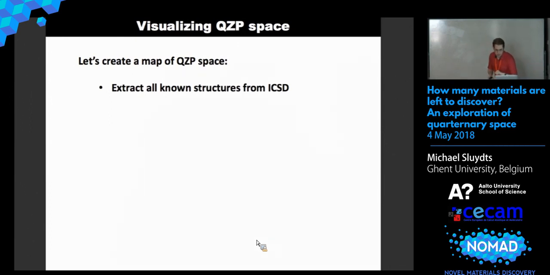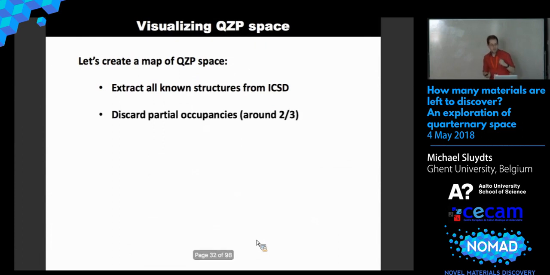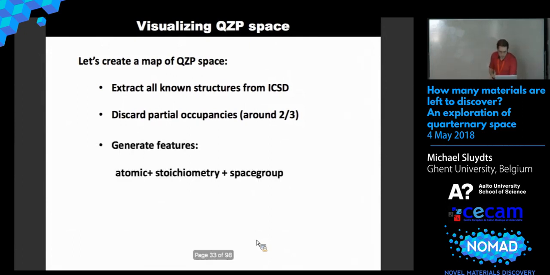We extract all the known structures from the International Crystal Structure Database. Then we remove all the ones with partial occupancies. You already heard why we do that usually. Then we're going to generate some features to represent each of these materials. We'll just be using atomic features, the stoichiometry number associated, and then the space group as a geometric feature.